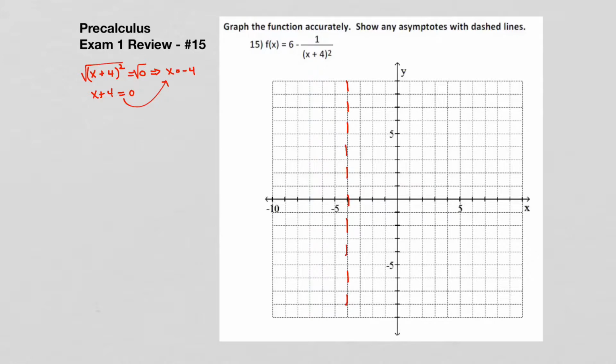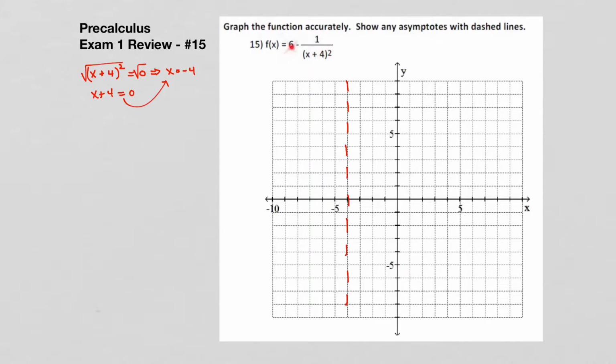Okay, so I graphed my vertical asymptote with a dashed line, and now I'll look to see if I have a horizontal or oblique asymptote. And in this case, I have a horizontal asymptote, because the degree of the denominator is more than the degree of the numerator. So that means that my horizontal asymptote normally would be y equals 0.